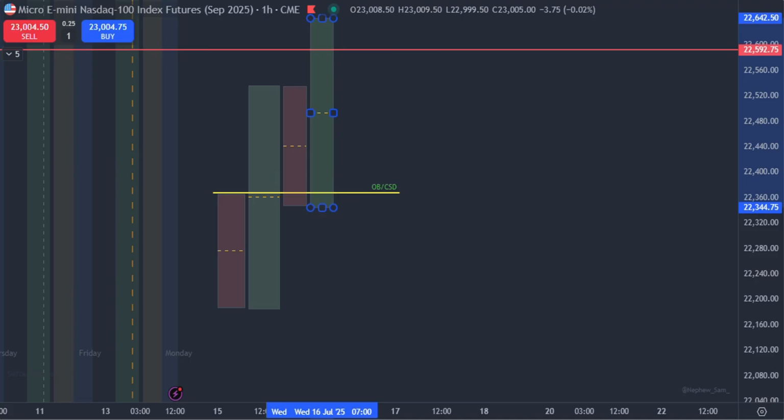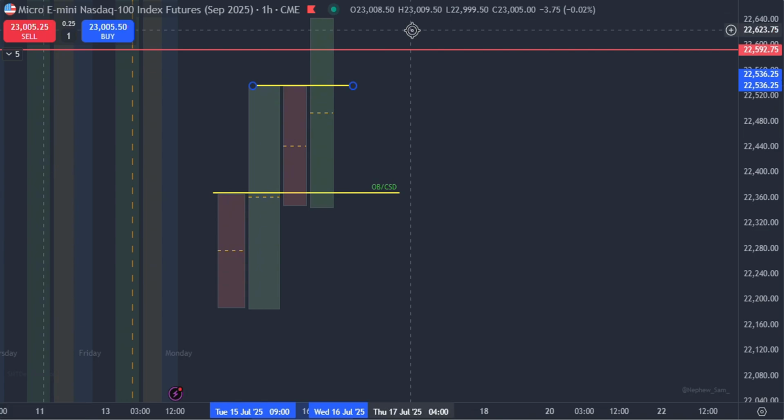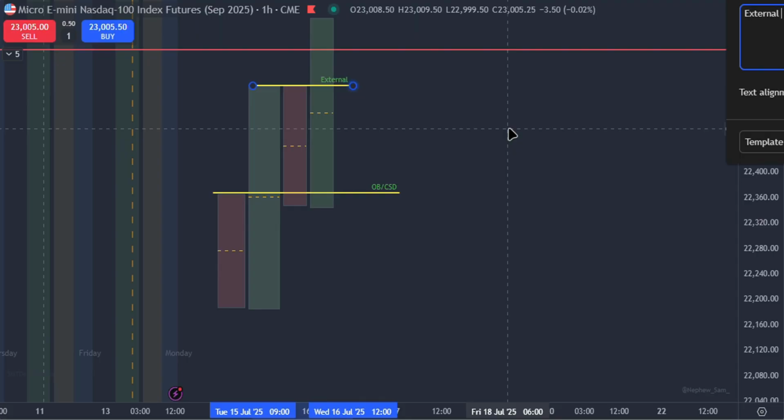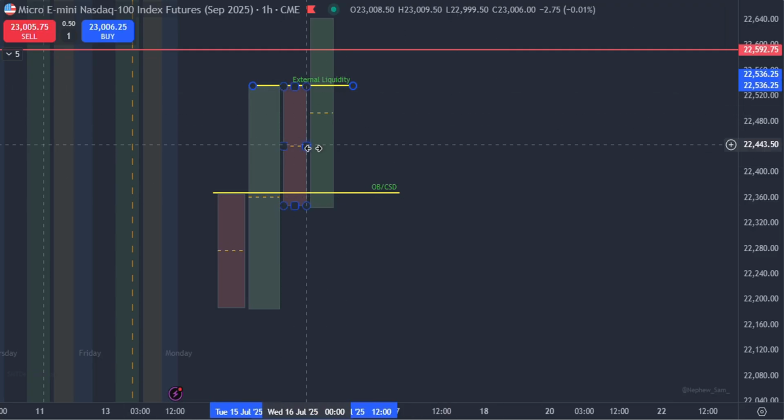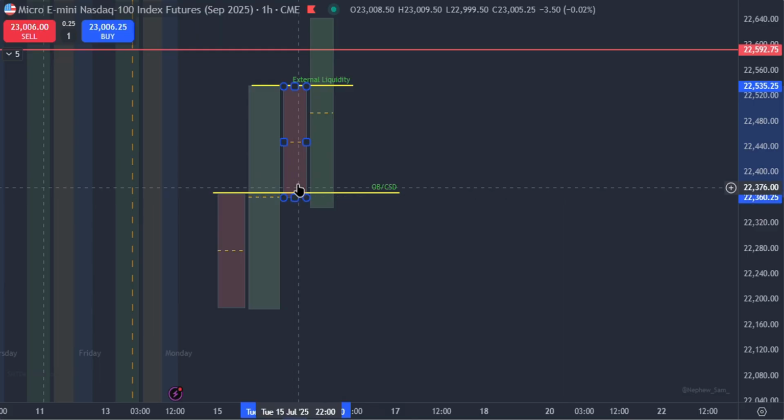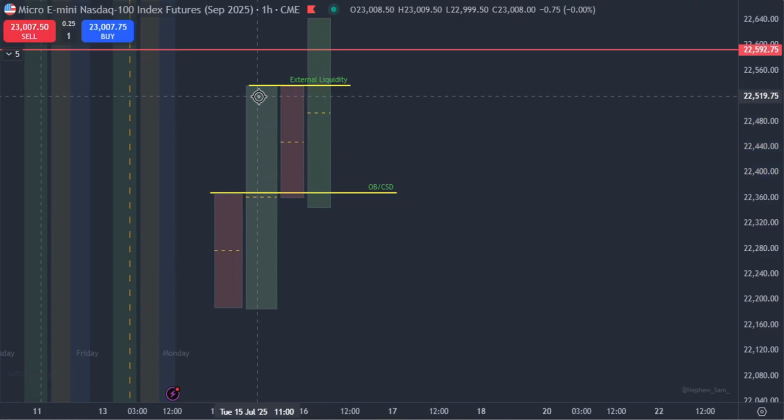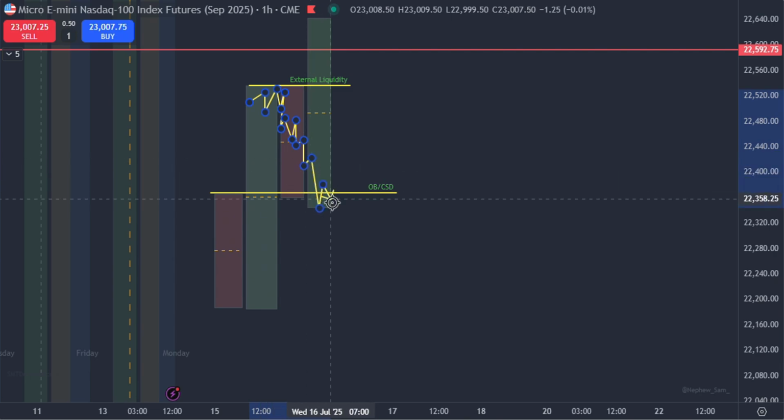So how does that work, right? If you look at my other videos, I've shown you what to look for. So this could be your external liquidity. Once we retrace into this order block, then on your smaller time frame, it's probably going to look like this, right? Come here, you see the CSD.